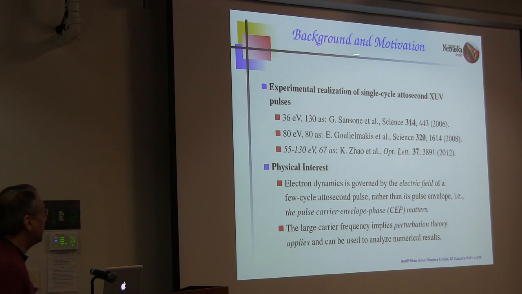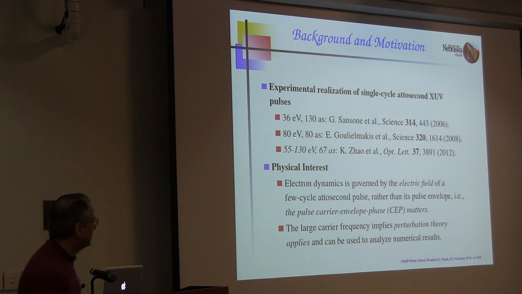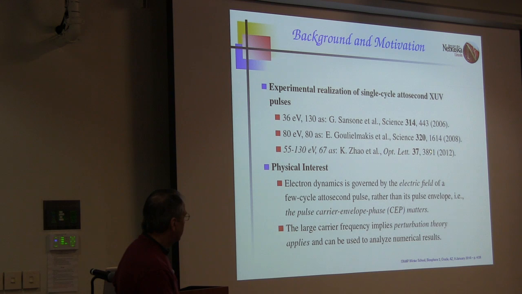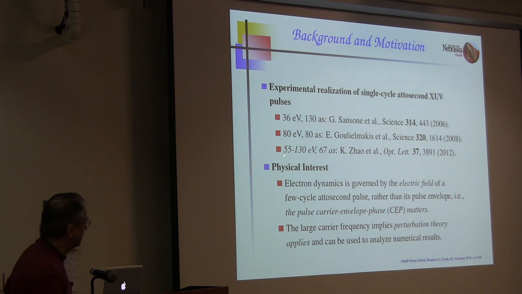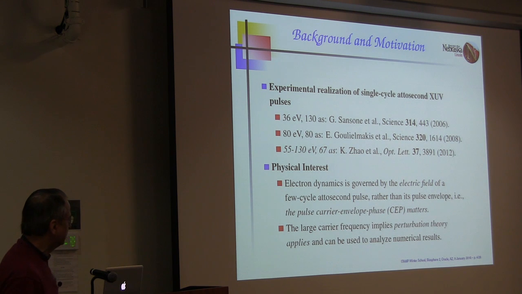So, as I told you in my first lecture, our motivation began in 2006 with the achievement by the Milan group of single-cycle attosecond pulses of 130 attoseconds. The carrier frequency was about 36 eV. Two years later, the Garching group produced 80 attosecond single-cycle pulses with a carrier frequency of about 80 eV. And three years ago, Zenghu Chang's group produced 67 attosecond pulses with a range of energies in this region.